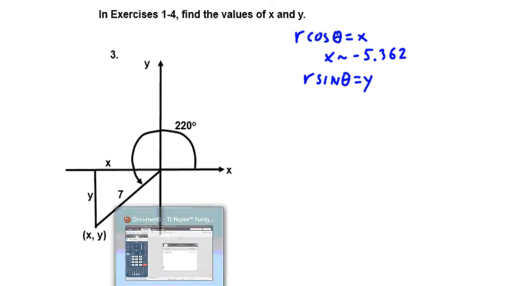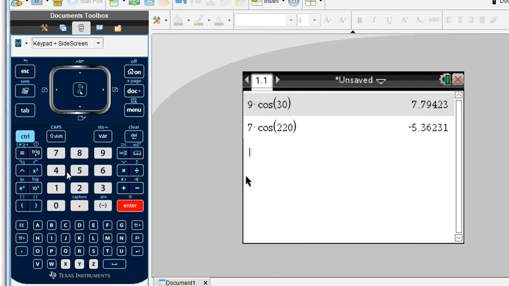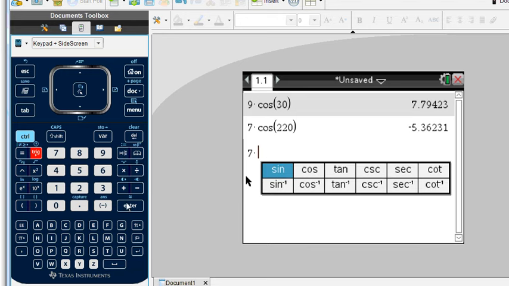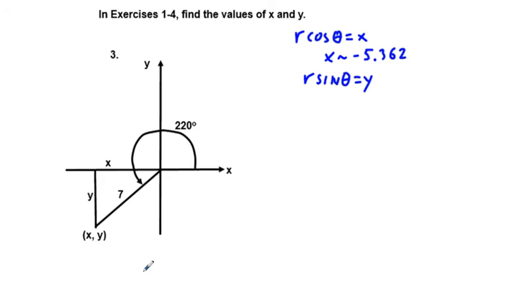And y is going to be 7 times the sine of 220 degrees. And we get negative 4.4995, so that's going to be negative 4.500. So y is approximately equal to negative 4.500.